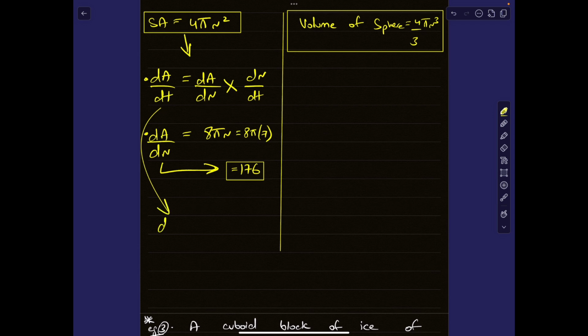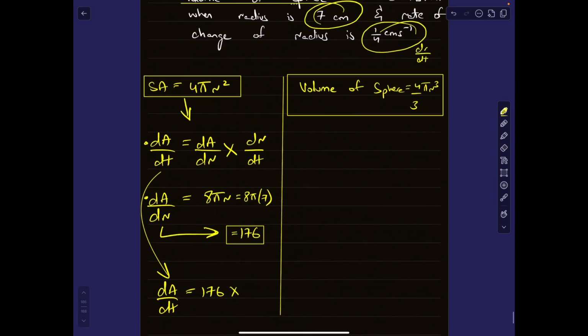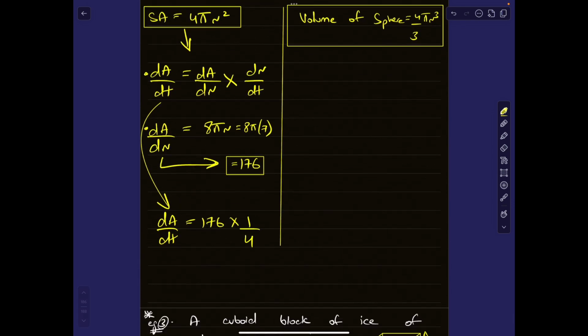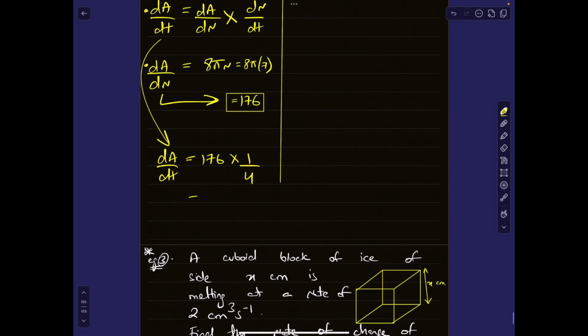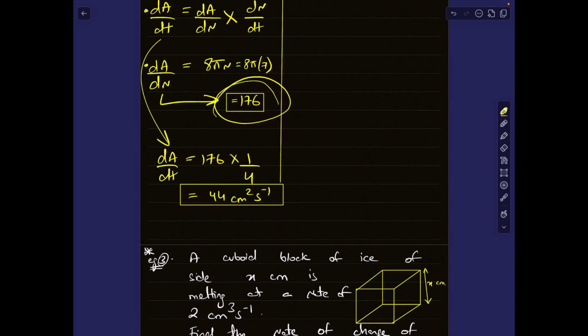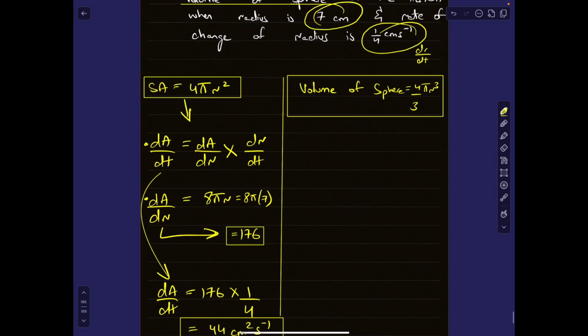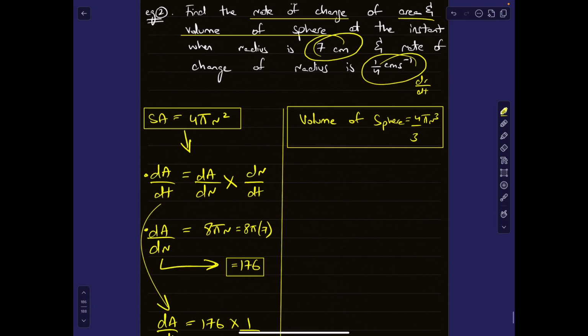Alright, so we'll substitute the values. So 176 into rate of change of radius, which was given as 1 over 4, and we end up having 44 centimeter square per second. The units marks are only for the final answer, I guess, so need not worry about this. Just remember that rate of change of area is going to be centimeter square over seconds, or according to the question, whatever units are being used.